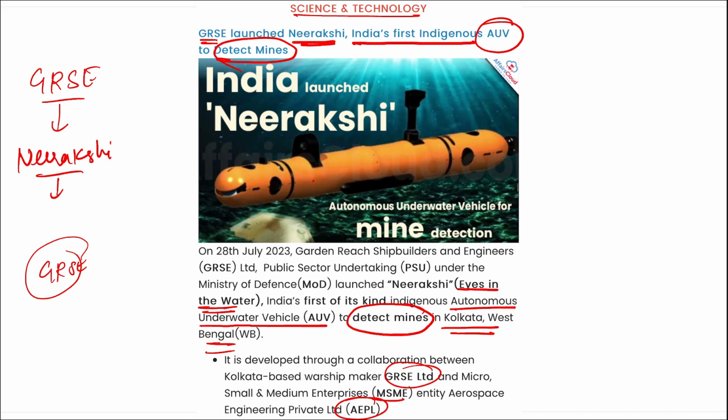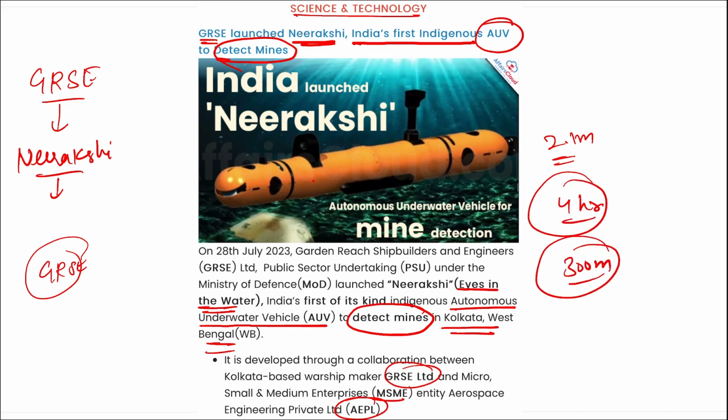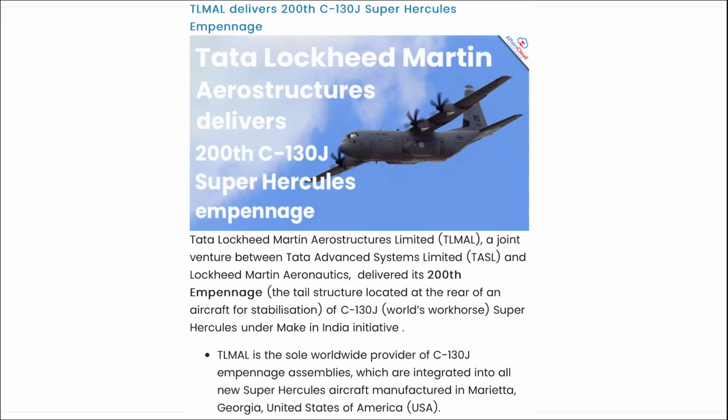As you can see, Nirakshi is an orange colored prototype. It is 2.1 meters long and it has an endurance of 4 hours underwater, and it can go up to 300 meters deep in water. It can be deployed across the coastal waters for ensuring the safety of the coast. So it is your Nirakshi.